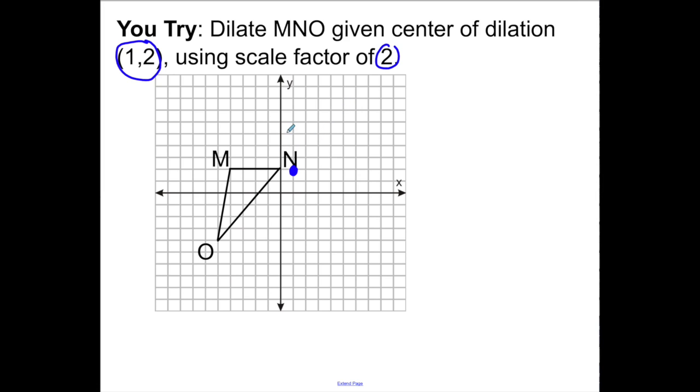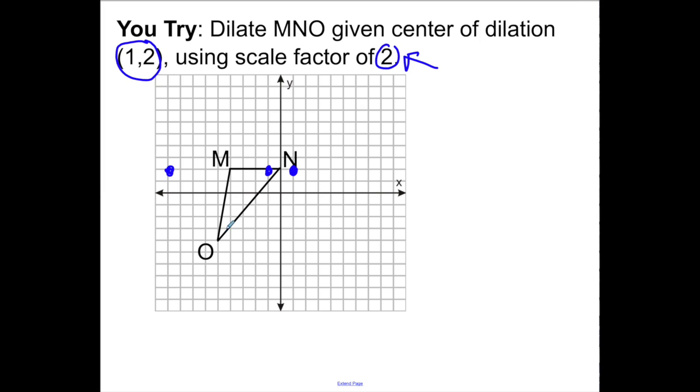Okay? Now, we need to dilate. So here we go. N is 1 unit away from 1, 2. So it's going to be moved to 2 units away, right? The explosion is going to come out this way. Okay? It's an explosion because the scale factor is more than 1. Okay? M is 1, 2, 3, 4, 5 away. So I have to move it another 5 away. So now M used to be 5 away. Now it's 10 away from the point of dilation.